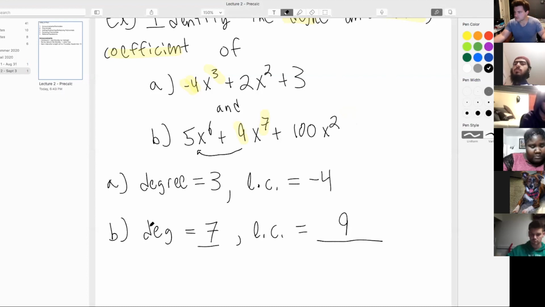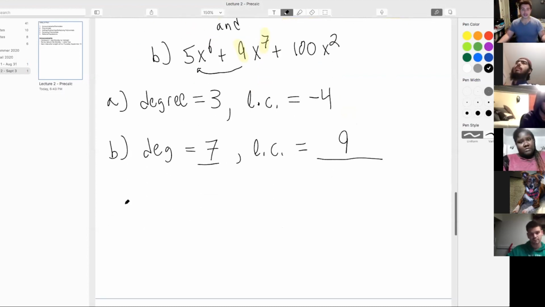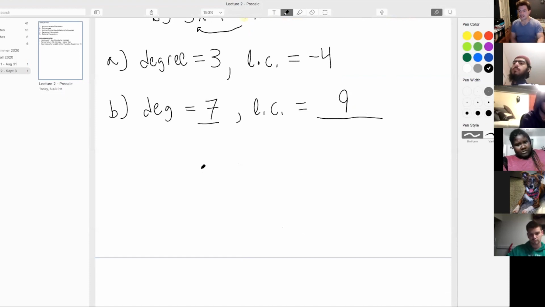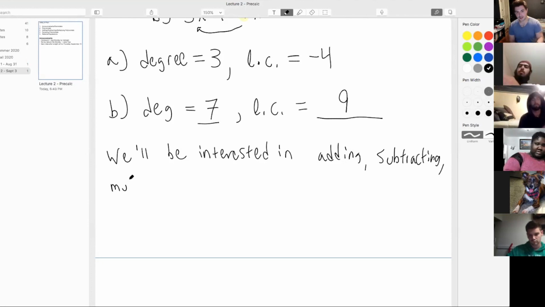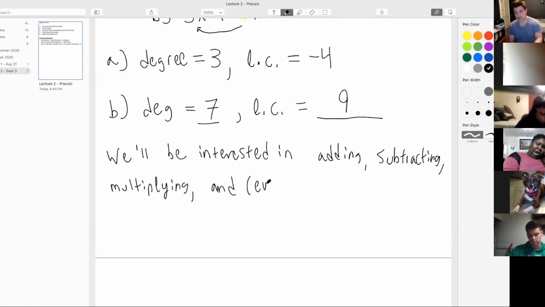All right, awesome. So let's move on. Now we know what a polynomial is. Just like numbers, we can do operations with these, like addition, subtraction, and multiplying. So we'll be interested in adding, subtracting, multiplying, and eventually, not tonight, dividing polynomials.